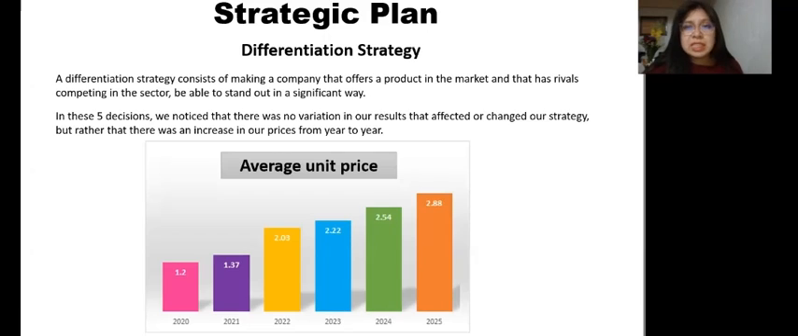In these 5 decisions, we noticed that there was no variation in our results that would affect or change our strategy, but rather there were increases in our prices from year to year, as can be seen in the following table from 2020 to 2025. Our average unit prices were growing, which favors the company, and we are more than sure that the proposed strategy was fulfilled.